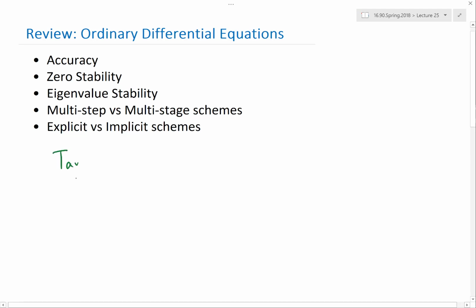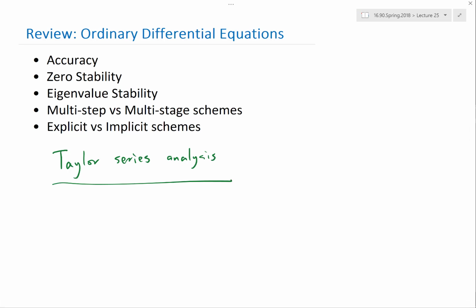So Taylor series analysis is also a primary tool for us to analyze the accuracy of finite difference methods, ODEs, and also, although we haven't talked about it, Taylor series can also be used to analyze the accuracy of finite volume and finite element methods. So this is one of the tools you should be able to use fluently after taking this class. So that's for accuracy.